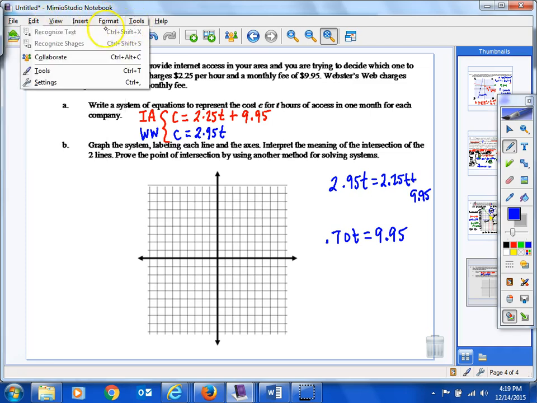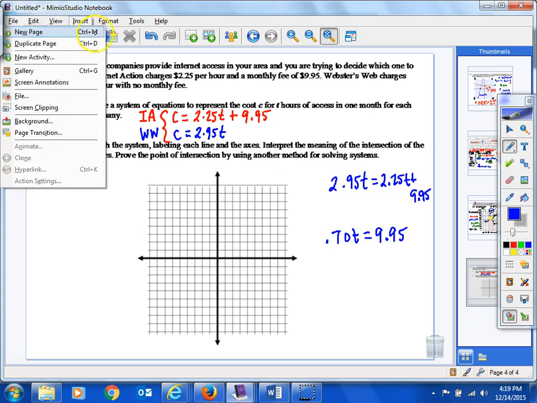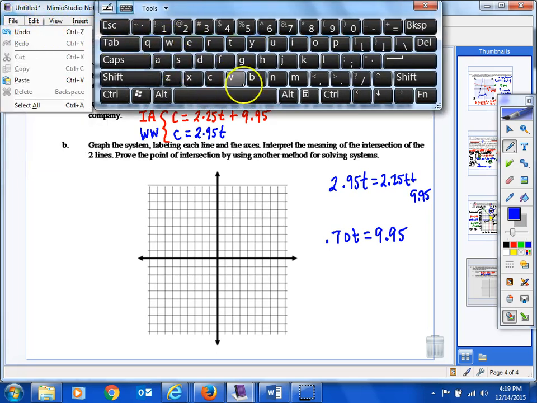Thought I had a calculator that I could use. I'm going to do somewhere. Let's see.